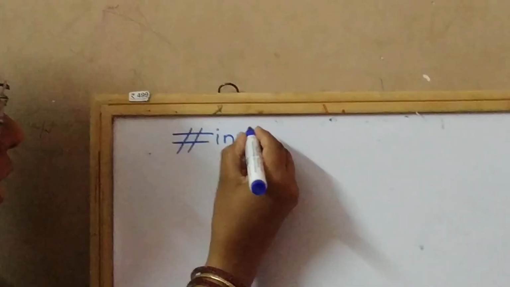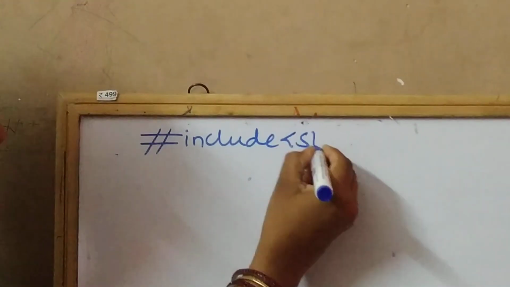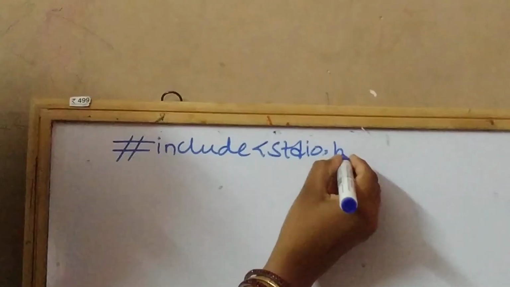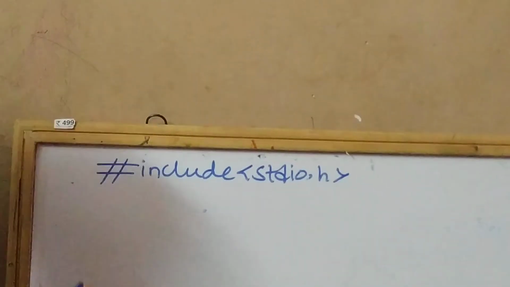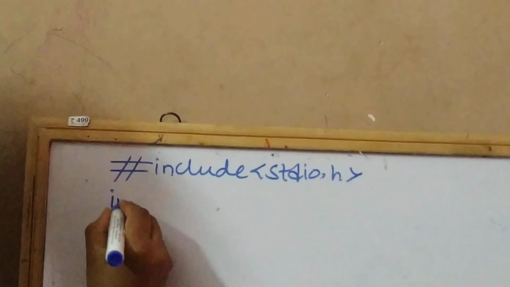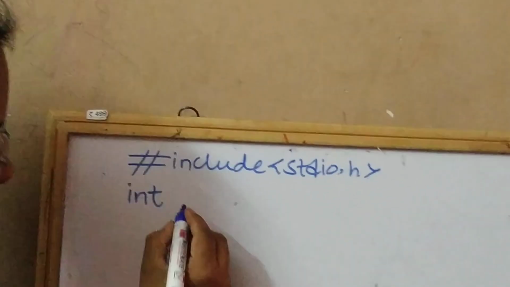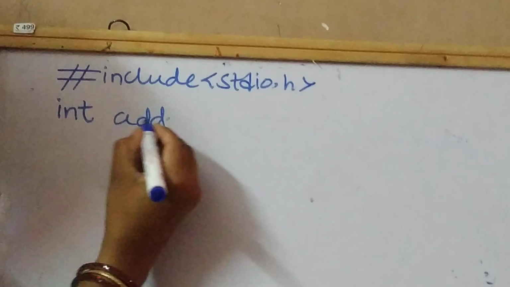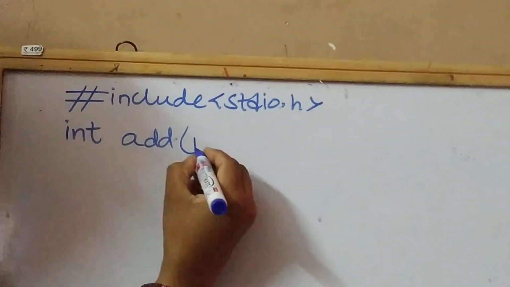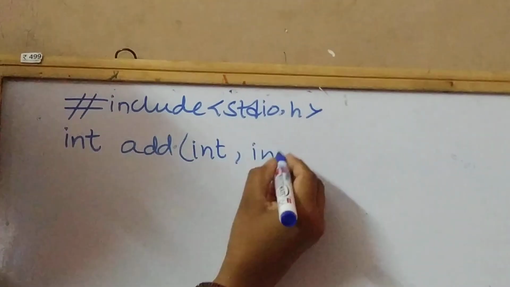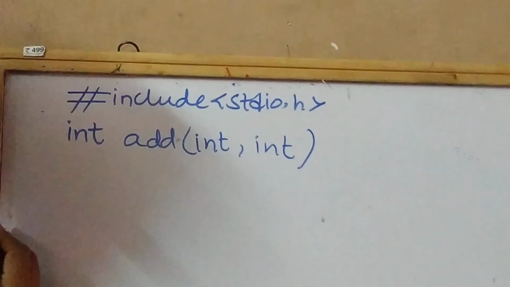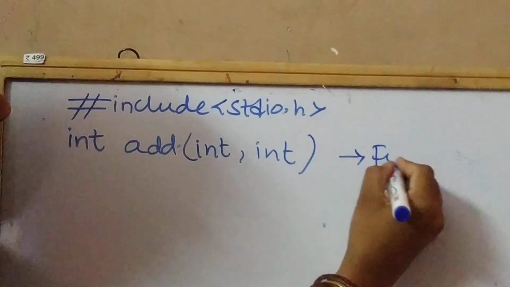Let us take a simple example: addition of two numbers. So as usual, hash include stdio.h header file, int add (int comma int). So this is nothing but a function declaration.